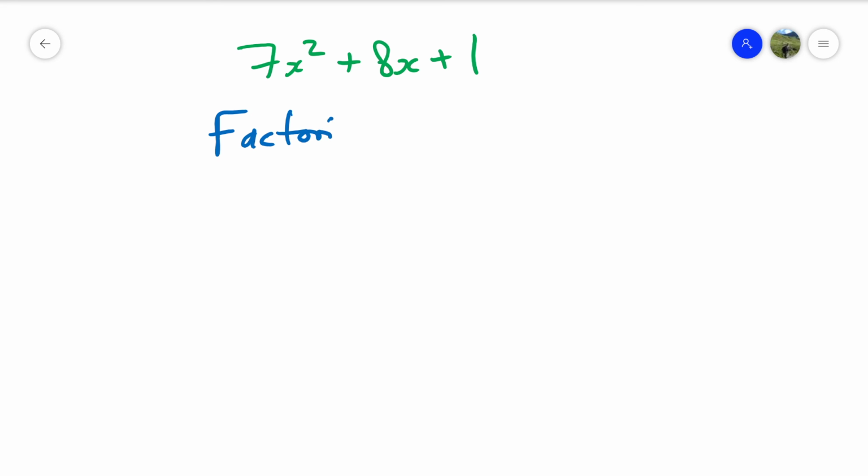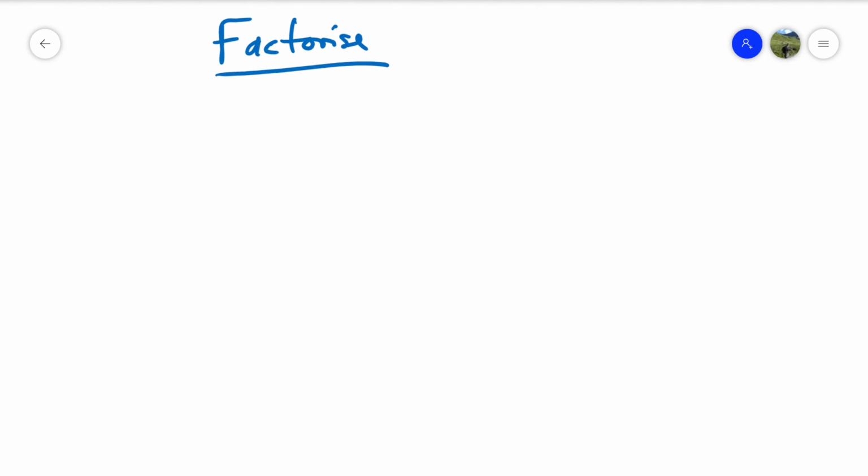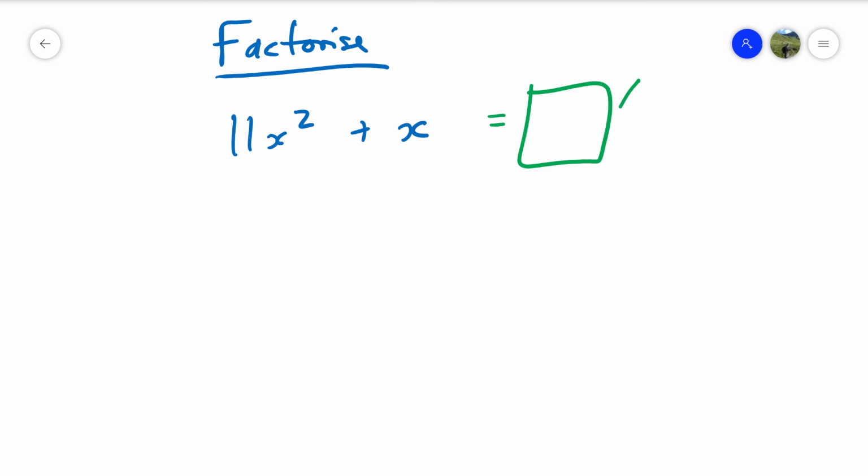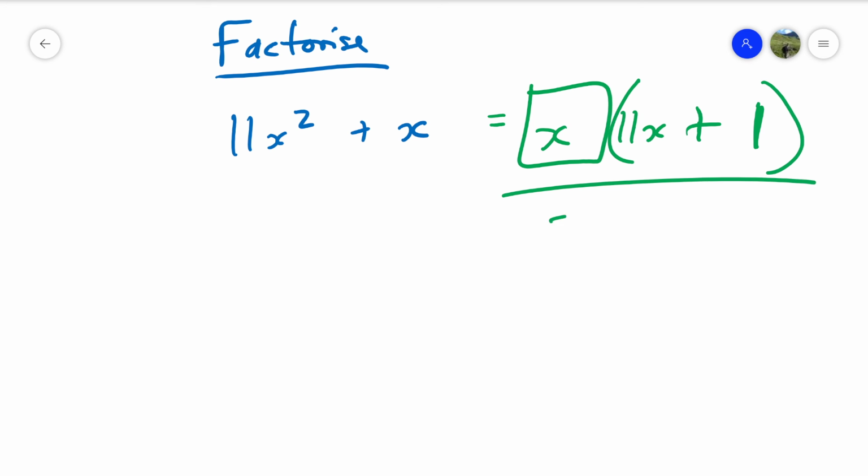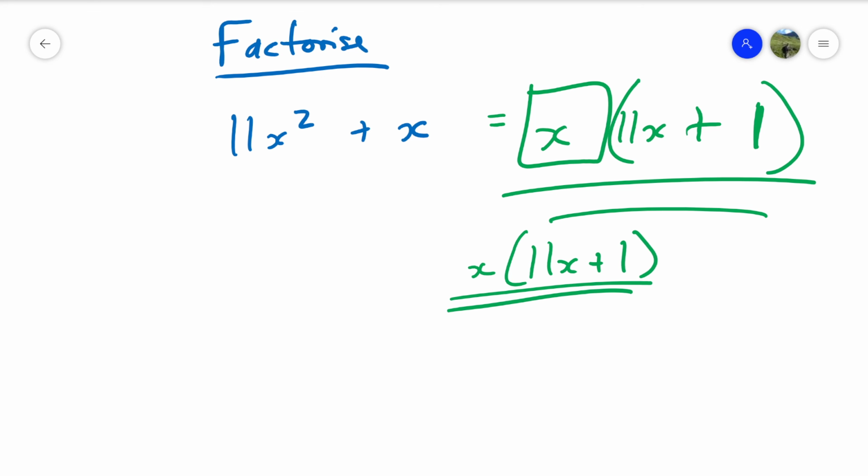Next question is a factorize. Have a go in your own time. And the answer is, I need to take something out. Remember, there's going to be a plus in the middle, so it's going to be an x that gets taken out. So it'll be a 1, because 1 times x is x, and then 11x, because 11x times x makes 11x squared. So just in case that's a bit confusing, just to be clear, it's x times 11x plus 1. That's the answer.